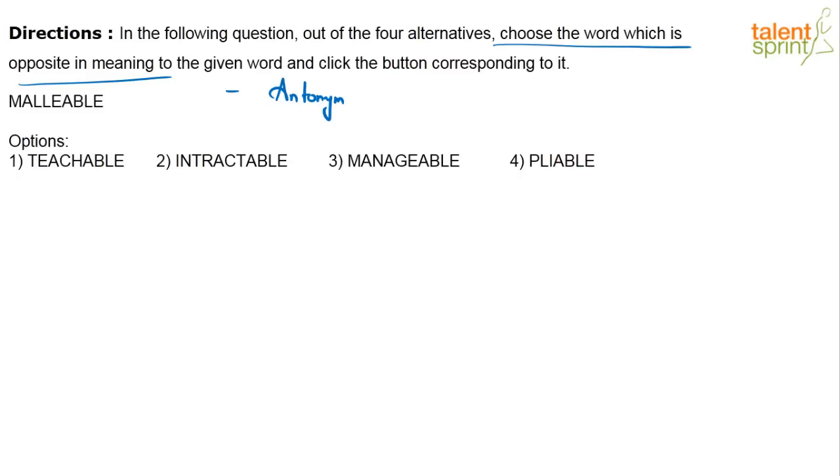Every time you have a synonym antonym question or a one-word substitution question or a spelling question, it's good to quickly dissect the word. What's the most obvious suffix in all these words? Malleable is the given word, and my options are teachable, intractable, manageable, and pliable. In all these words, there's a very common suffix. What's a suffix? The part that gets added at the end of a word. So can anybody point out what's the obvious suffix in all these words?